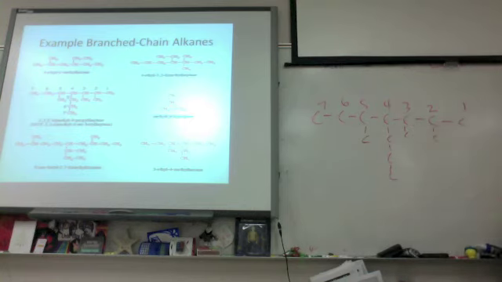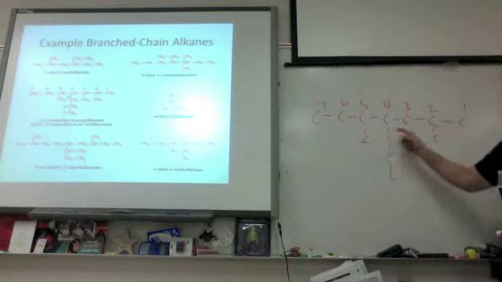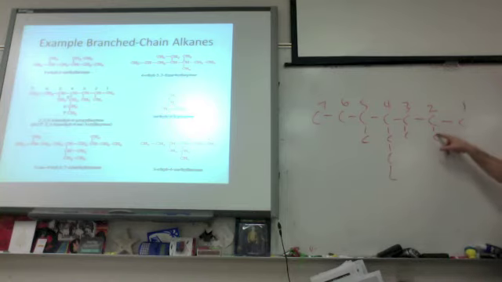1, 2, 3, 4, 5, 6, 7. Our groups: on carbon 2, we have a methyl. On carbon 3, we have a methyl. And carbon 5, we have a methyl. If we number the other way, we wouldn't have anything till carbon 3, so we know we're going to go this way because there's a group on carbon 2. Number the way that gives you the lowest group numbers.